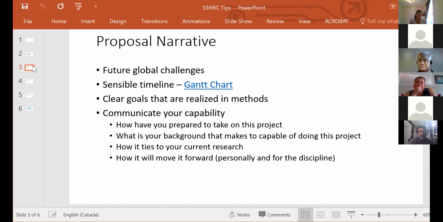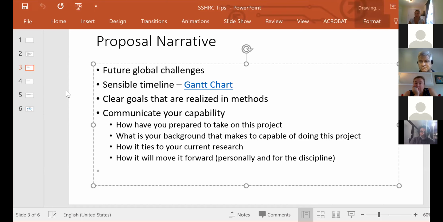And in the proposal, I thought it was necessary for me to communicate my capability, not just talk about research and how I will do it, but how I am capable to do this research. What is my background? How have you prepared to take on this project? What is my background in doing this, and how it ties to my research that I'm currently doing, and how it's going to help me move forward personally as an academic, as a researcher, but also within my own discipline as well.